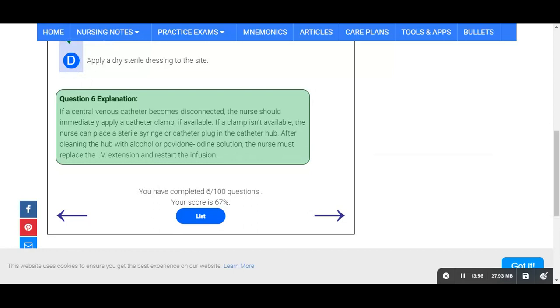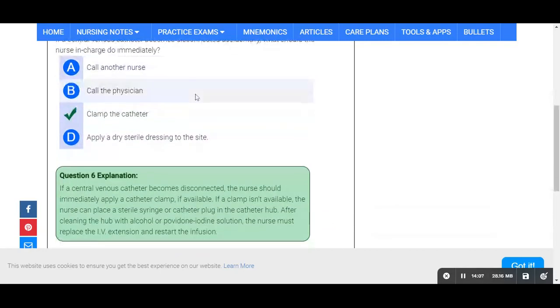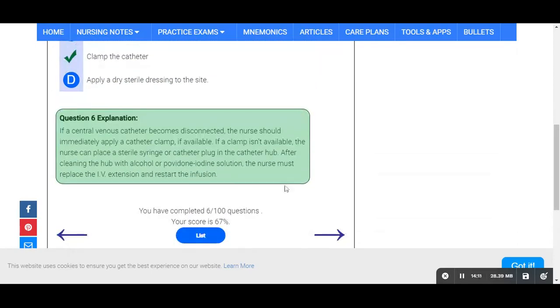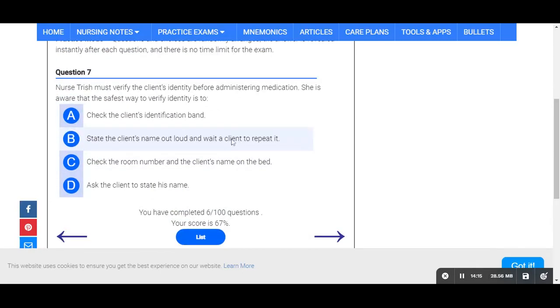After cleaning the hub with alcohol or povidone iodine solution, the nurse must replace the IV extension and restart the infusion. Yes, that is true. Once it has been disconnected, we have to replace it. We should not use it again because, once again, inside it is sterile. Okay. Let's try another one.